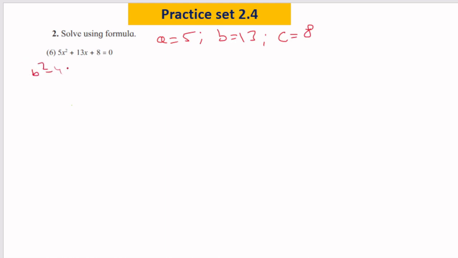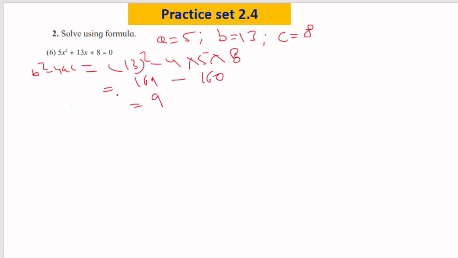Immediately let's substitute and get b² - 4ac. So b is 13, and 4, 5, and 8. Super fast. 4 5s are 20, 20 into 8, 160. So this is 9. Wow, such a big number. Now convert it into a small number.